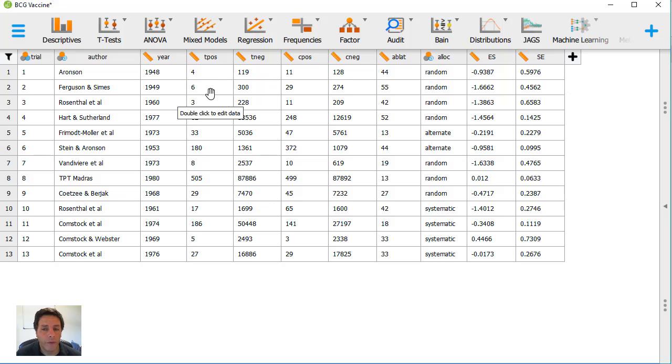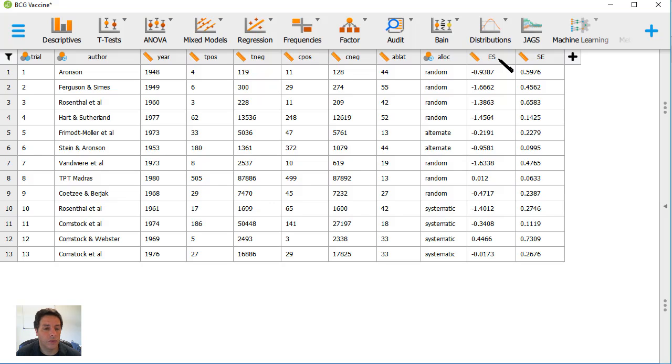And then we've got two really important columns that we need to run the meta-analysis. One is ES, that stands for effect size. So we need to look at a publication, the effect size that we are interested in.